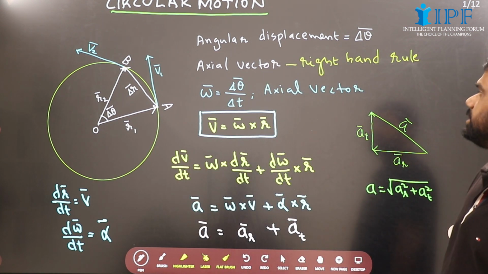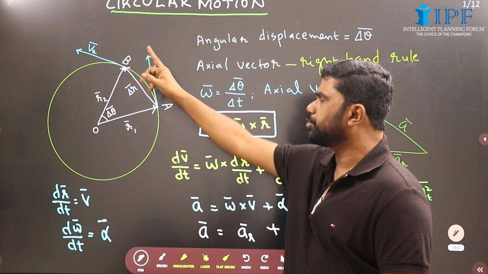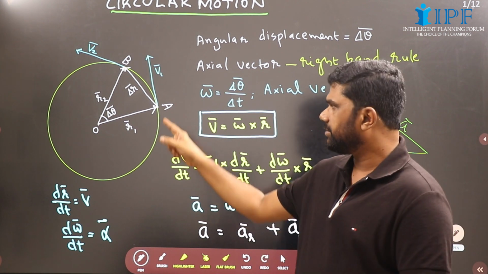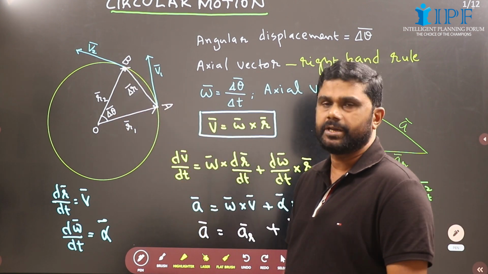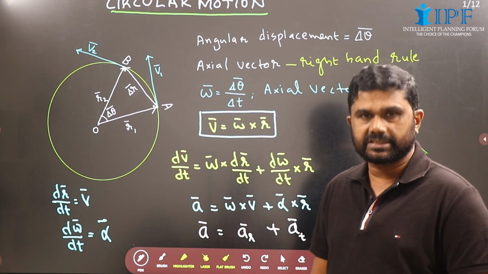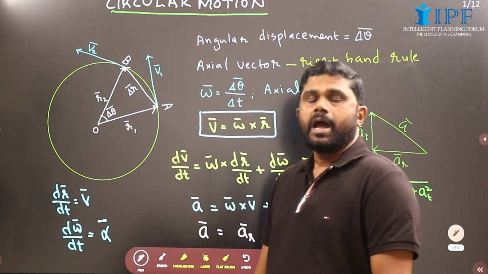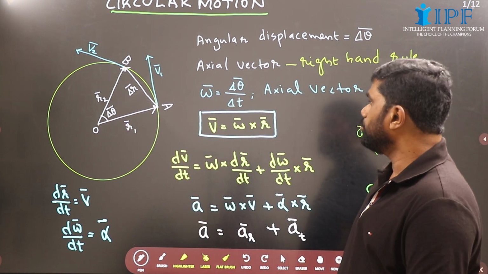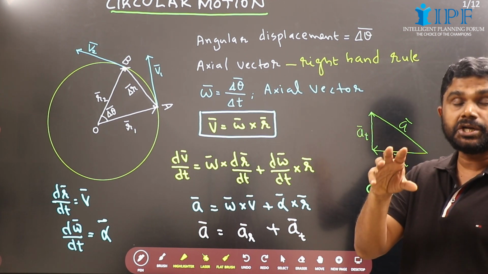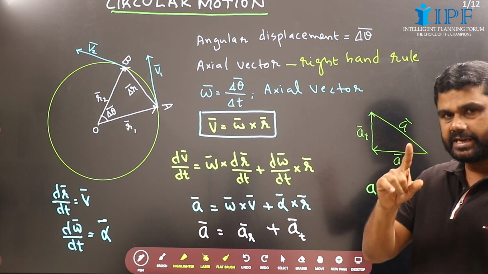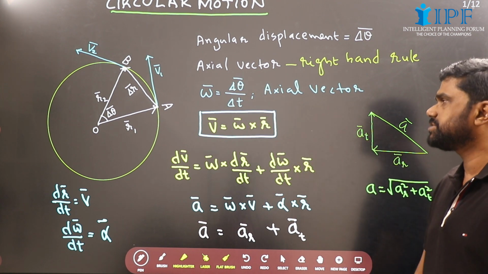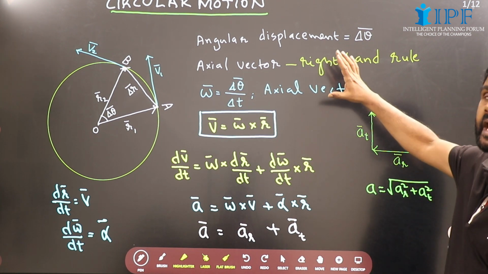Now, as the body moves from A to B in a short interval of time delta t, during that interval the displacement is this straight line AB, the linear displacement delta r, and the angular displacement is delta theta. It is directed along the axis outwards. Omega means the angular displacement in unit time. In delta t time it describes an angle delta theta, so in unit time it describes delta theta by delta t. It is also an axial vector.